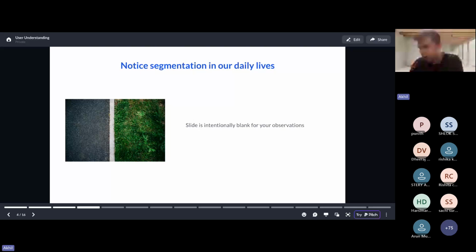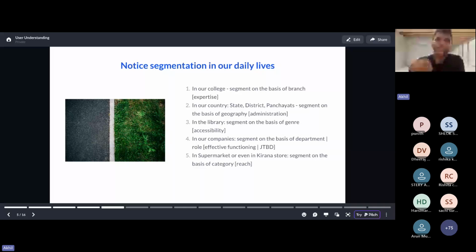See, I have a couple of examples. You would have seen that in your colleges, there is segmentation on the basis of branch. Why is that segmentation there? Because your end goal is what? Your end goal is to get placed, right? And who will come to hire you? The companies would come to hire you, and companies would hire for a specific expertise. And those expertise are then delivered with the help of tailored learnings, which is something you're getting by becoming part of the specific branches, right? So in colleges we see the segmentation, in our countries we see the segmentation so that the administration can function really well. We see the segmentation in the libraries.